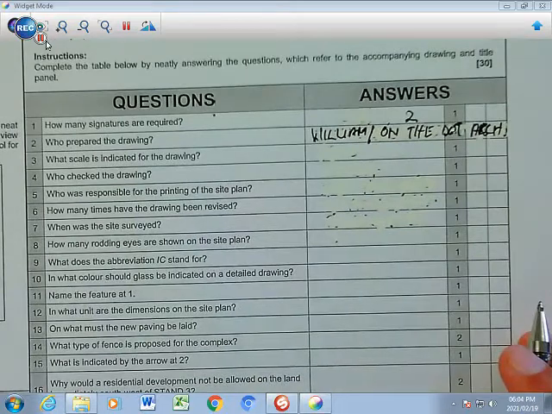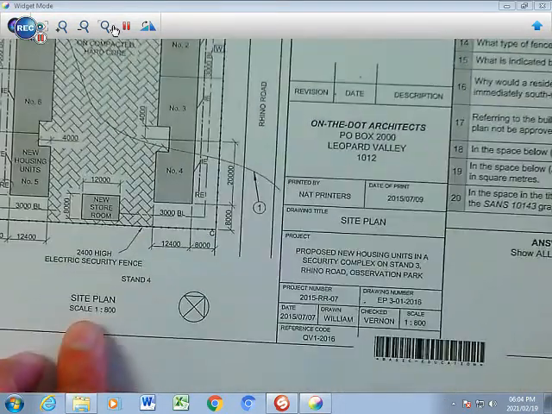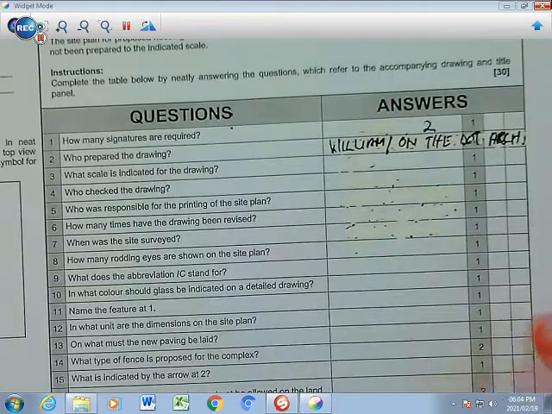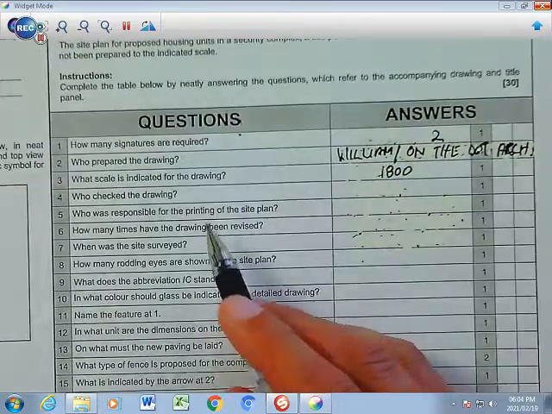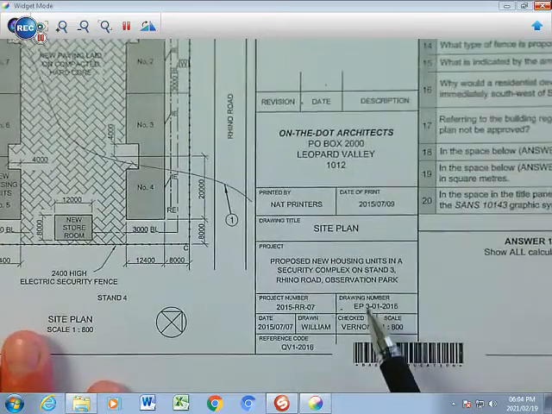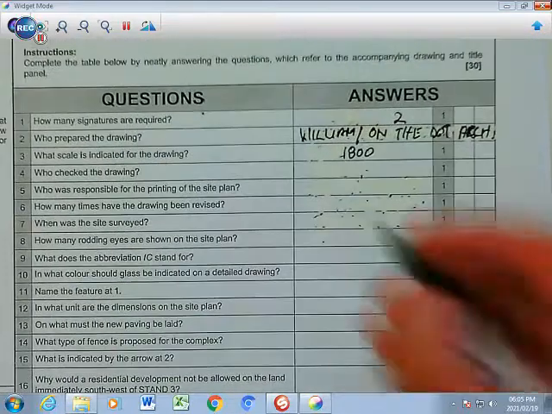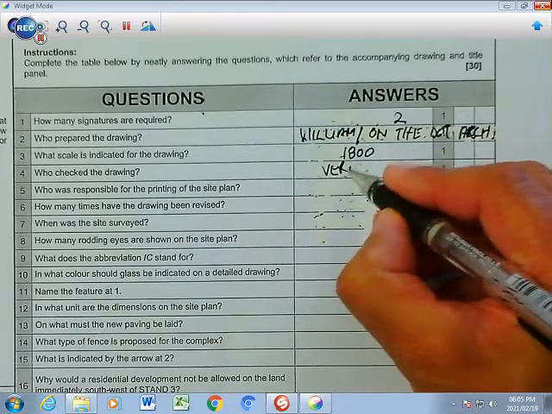Okay, look at number 3. What is the scale? The scale is right down here, 1:800, just below the site plan. So I'm going to write it in, 1:800. Who checked the drawing? Go down to this area over here and you will find that the person by the name of Vernon checked it. So we're going to write Vernon's name in there. So that's Vernon.